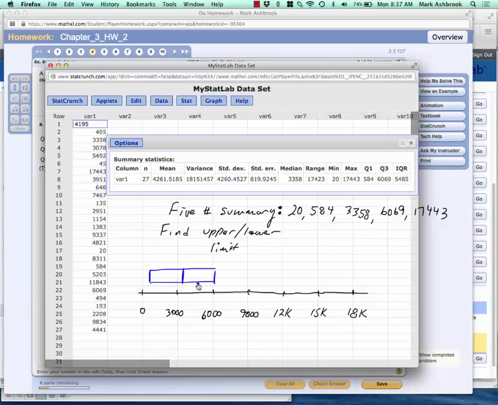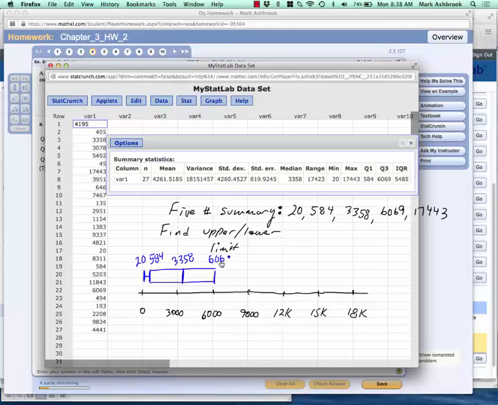Okay, what did you get for the lower limit? Anybody get the lower limit? Nice and loud. Negative 8,000 something. Okay, that doesn't come into play. So our adjacent value on the left here is going to be what? 20, our min. So this is 20, and this is 584, and this is our median 3358, and this is our 6069.